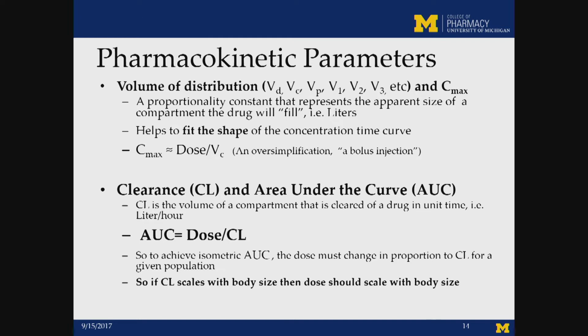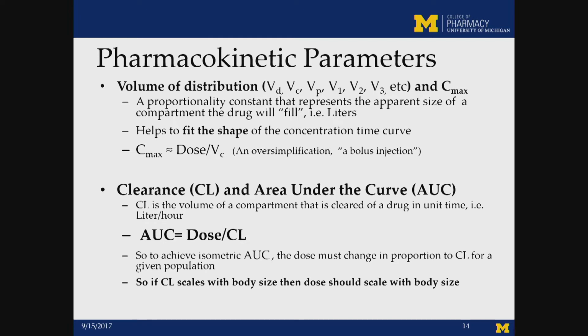The clearance is then just the mathematical representation of volume that's being cleared of drug in unit time. And that parameter is useful because it can help compute the AUC, or area under the curve, represented again very simply as the dose divided by clearance. Our objective most often when we're thinking about bioequivalence is to achieve isometric AUCs across a population. And to do that, what we really need to do is ensure that clearance scales with body size. So if you're going to dose a drug based on body size, we want to ensure that that scalar is really representative of clearance.